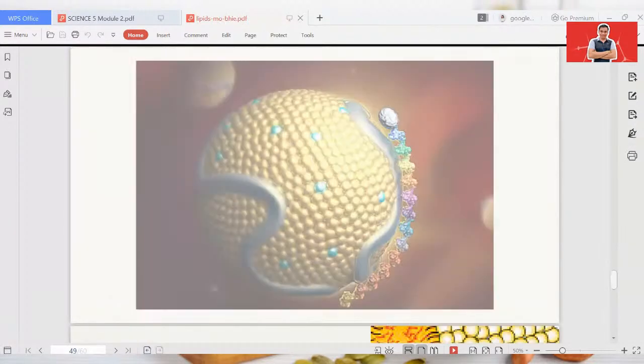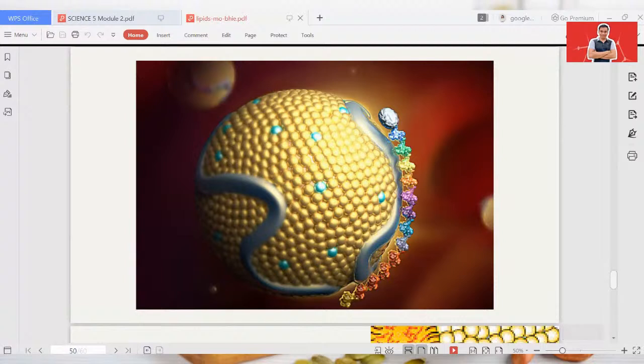Next. Done. Yan ang structure ng lipoprotein A. Tapos, yung parang rainbow dyan, yan siya yung mga wrinkles. And then, yung parang bilog dyan is the protease domain and yung mga yellow gold na bilog-bilog ay phospholipids and then the blue ones are the free cholesterol. And then yung parang snake dyan ay yung ApoB100. Next.